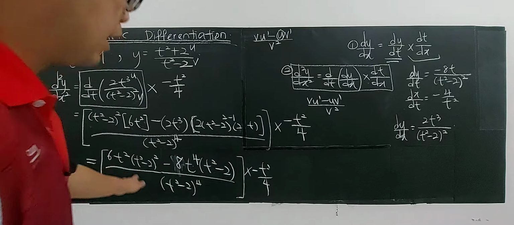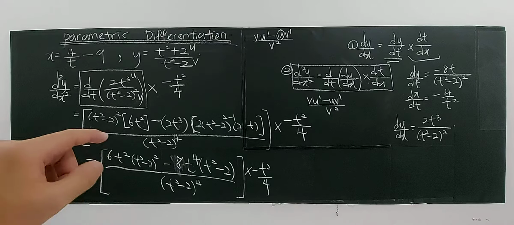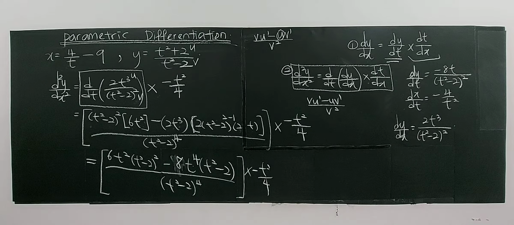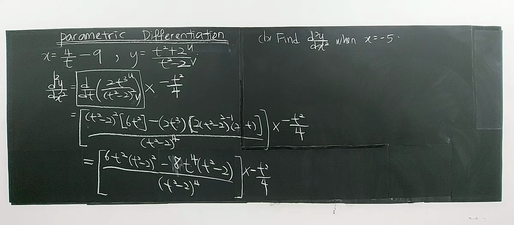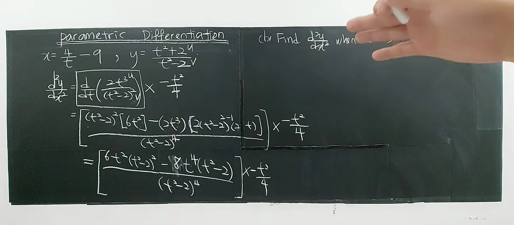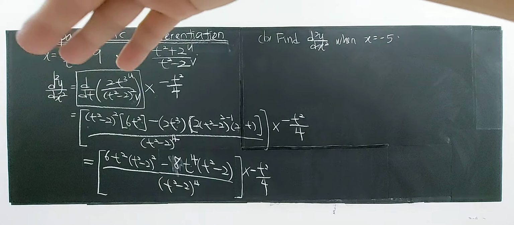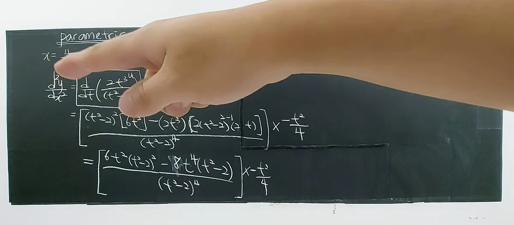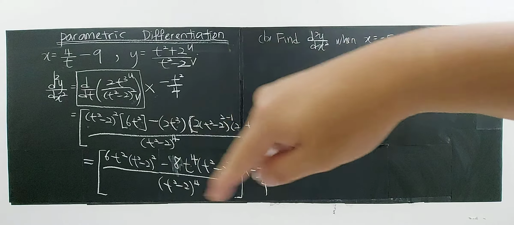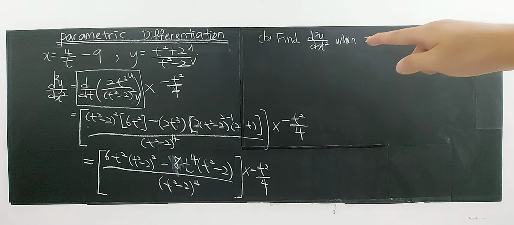It seems very hard to simplify this thing, right? But try to look at the question in the lecture notes. It says determine the value of d2y dx2 when x is negative 5. You need to find the value of d2y dx2, but you know that your d2y dx2 is in terms of t, while the given here is x, which is negative 5.